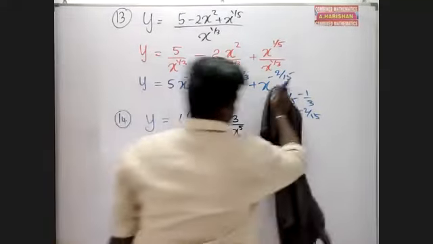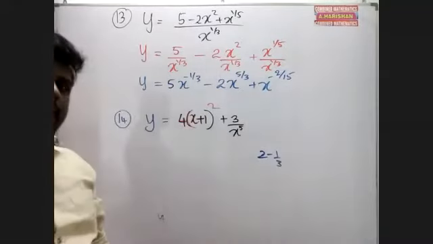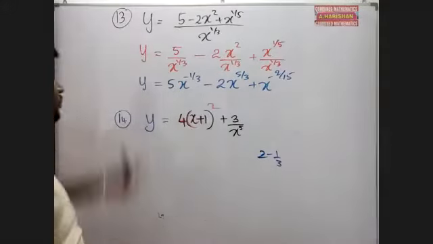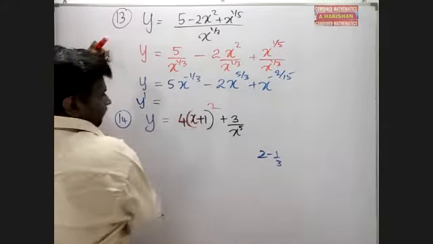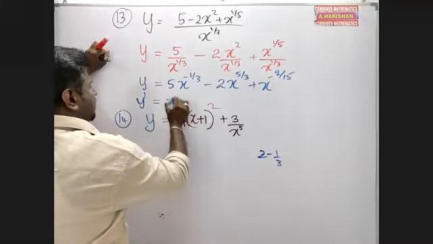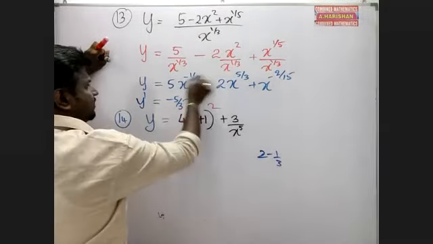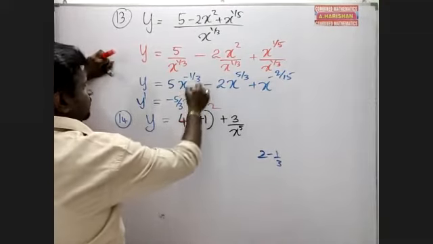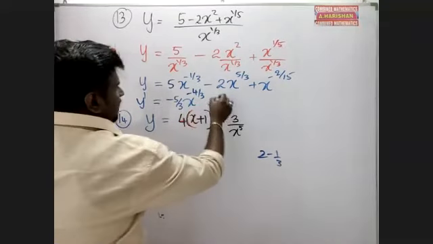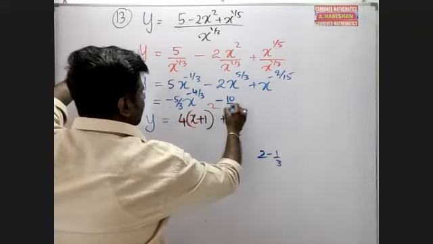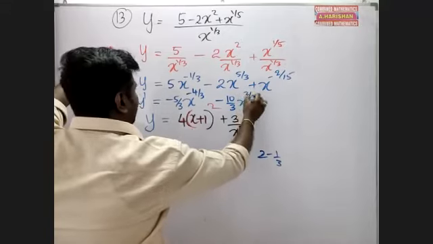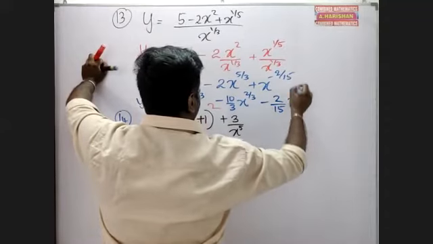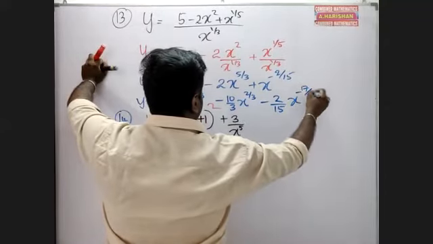So now simplify, because we can only differentiate the power, that form, x to the power n form. So now we differentiate this. y prime: if you differentiate, minus 5 by 3 x to the power, subtract 1, minus 4 by 3. If you differentiate this, minus 10 by 3 x to the power 2 by 3 minus 1. Minus 2 by 15 x to the power minus 17 by 15.